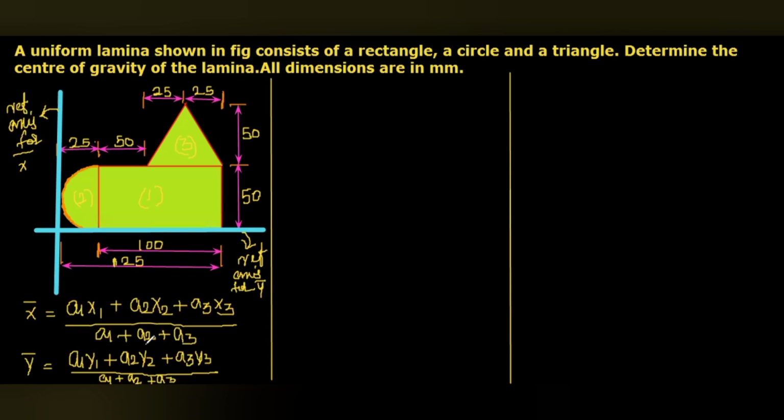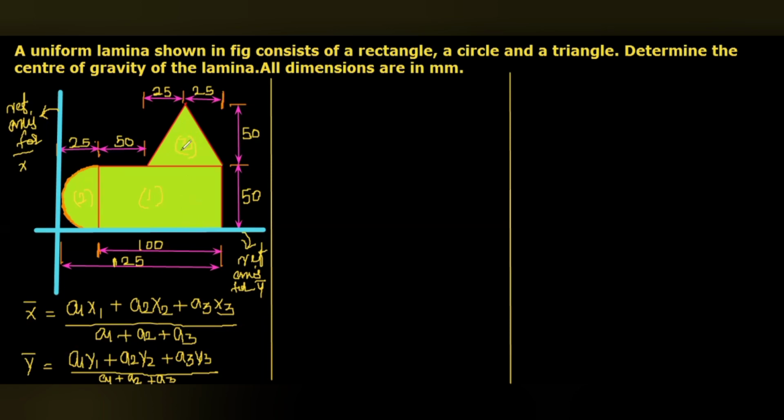Okay. So for y bar, same way we have to calculate y1, y2, y3. That means from the bottommost line, the center of gravity of the particular areas. From the bottommost line, the center of gravity of the rectangle, that distance will be y1. From the bottommost line, the center of gravity of the semicircle, that will be y2. Same way, y3. Like that, we have to calculate.